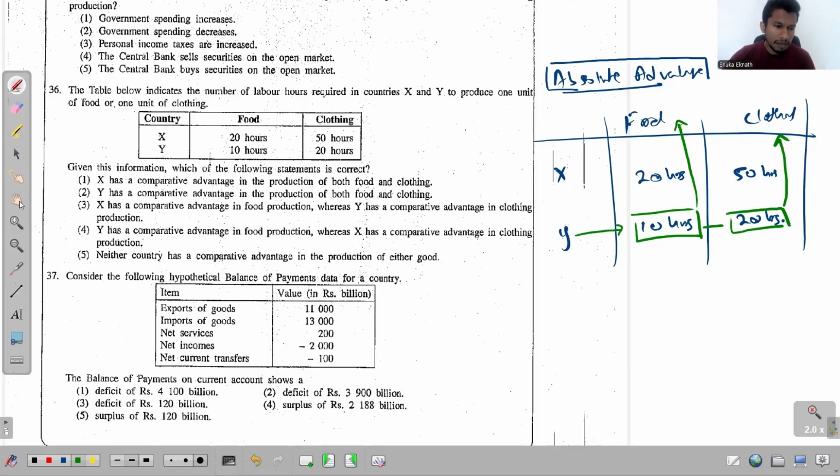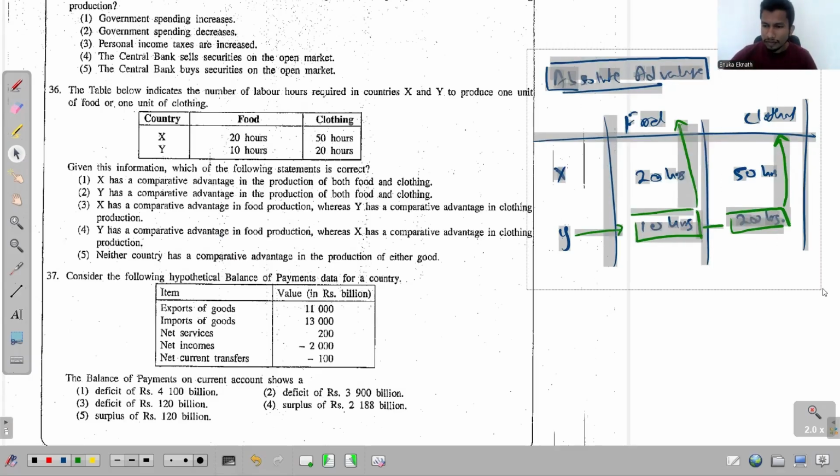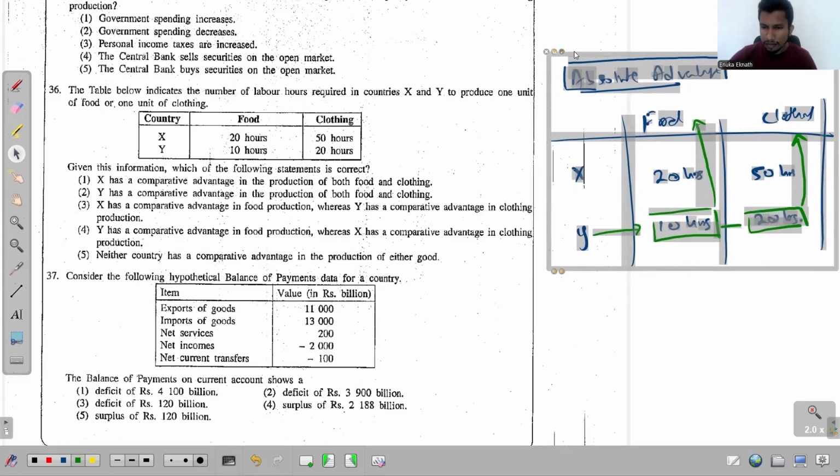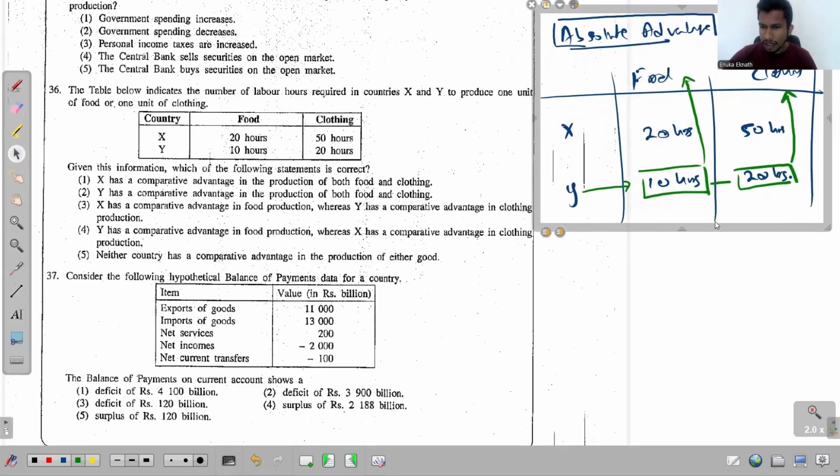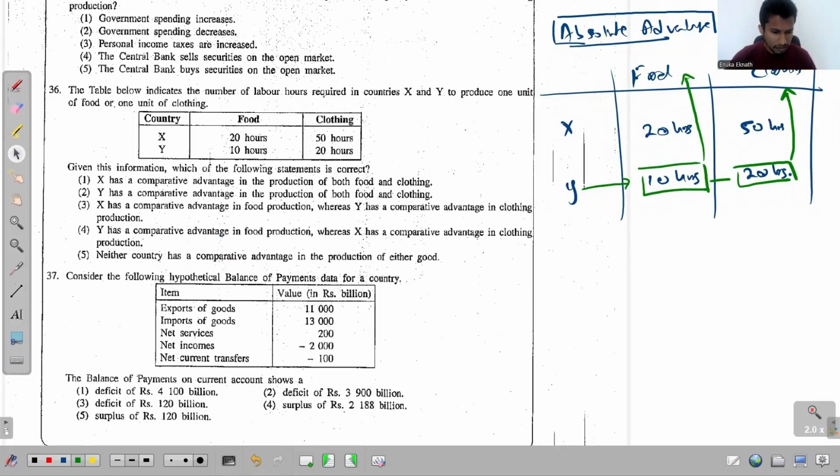Right. Now let me show you how to calculate the comparative advantage. Not that we are calculating the comparative advantage, but we are recognizing the comparative advantage by calculating the opportunity cost. We'll keep it here and look at this. Now comparative advantage. Right, comparative advantage.